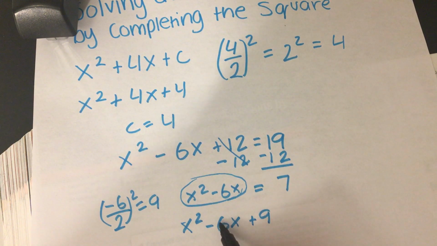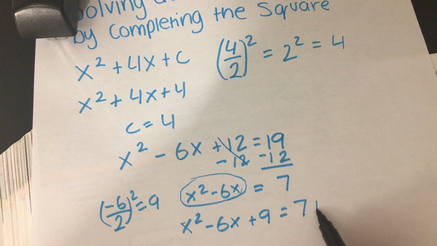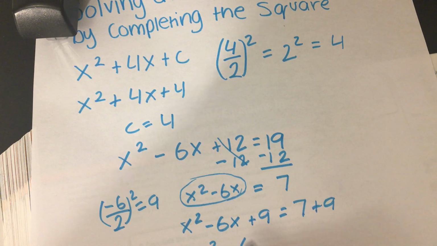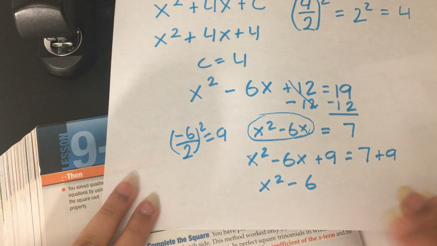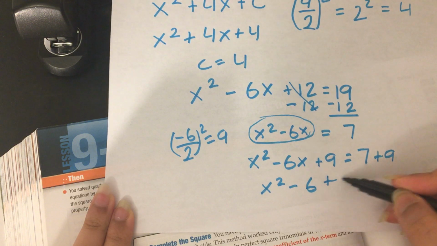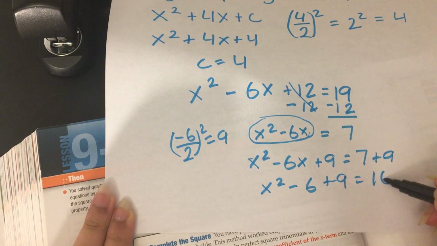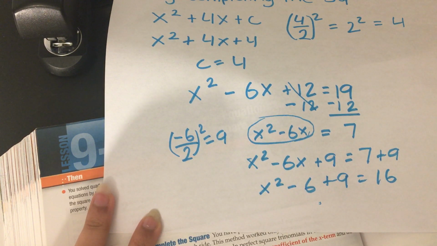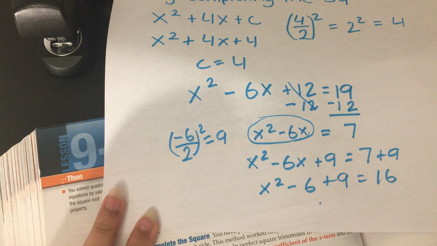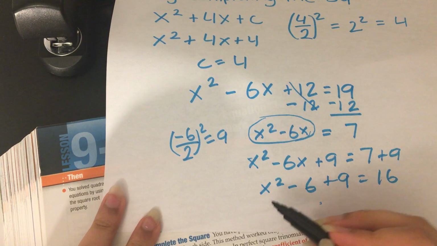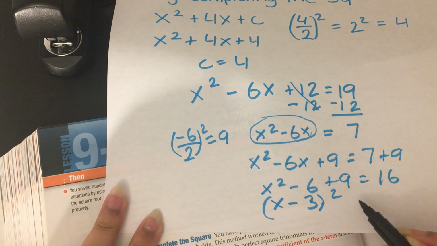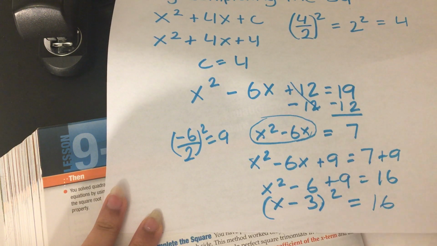Now because we added 9 here, we have to do the same for the other side. So 7 plus 9 is 16. So it's going to be x squared minus 6x plus 9 is equal to 16. Now, since this is a perfect square, what does it factor into? Well, x minus 3 squared, right? x minus 3 squared. And that equals 16.